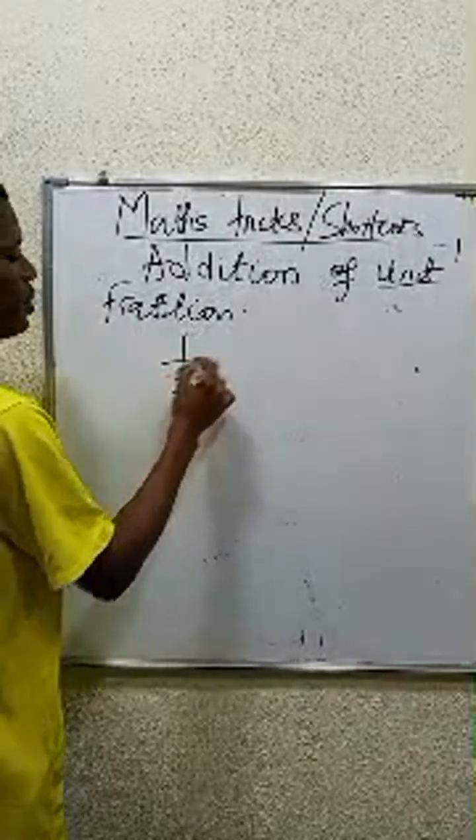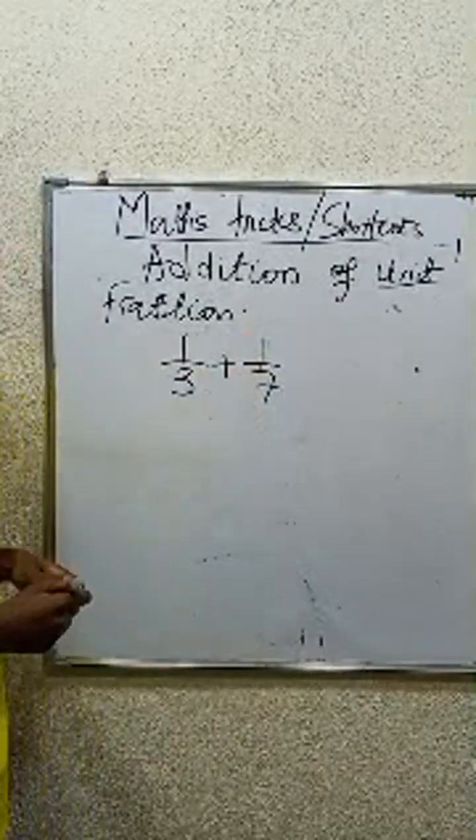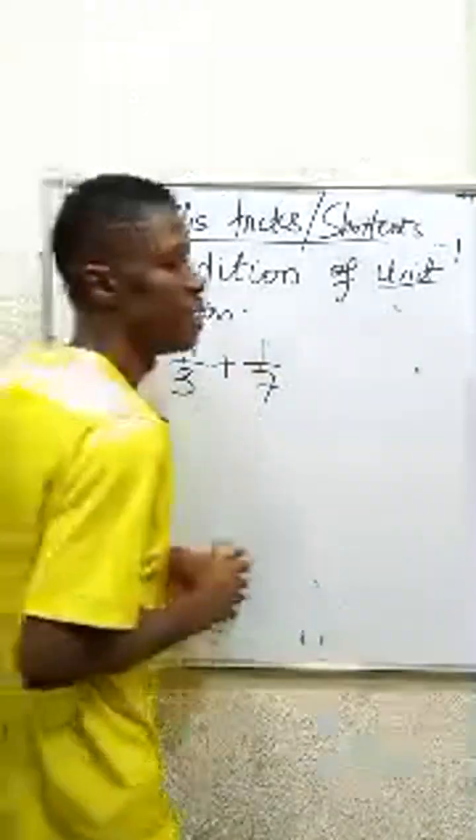Try 1 over 3 plus 1 over 7. Remember, it only works for unit fractions. Do this. Let's know the answer.